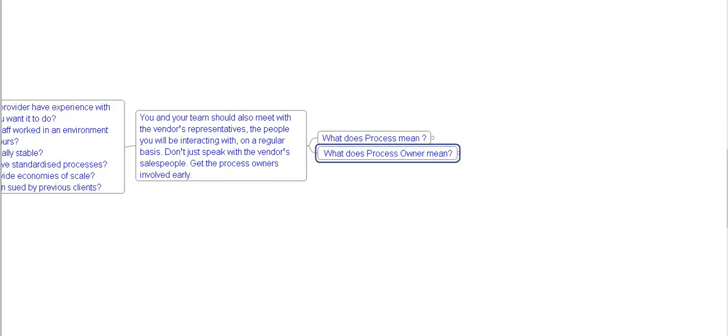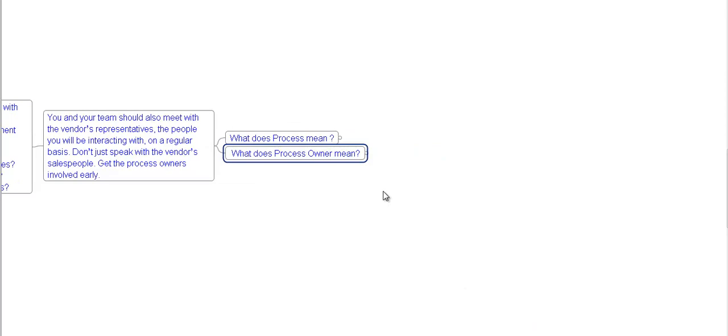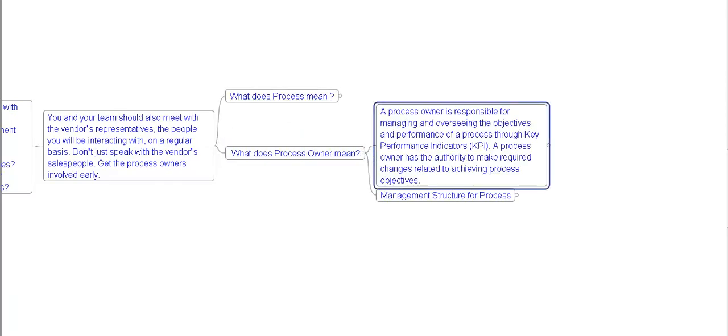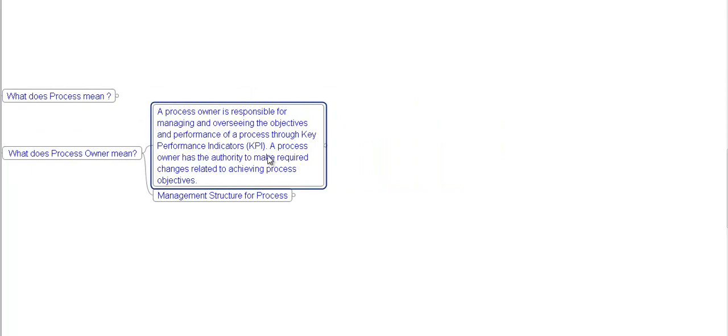What does process owner mean? A process owner is responsible for managing and overseeing the objectives and performance of a process through key performance indicators, KPIs. A process owner has the authority to make required changes related to achieving process objectives.